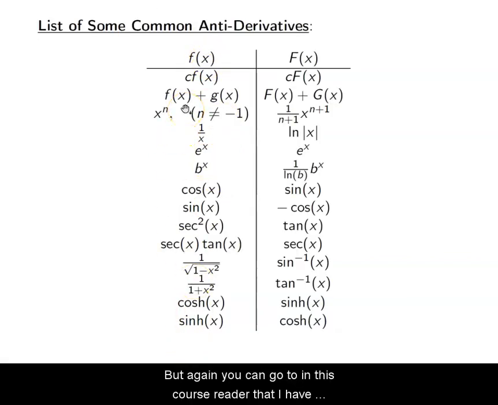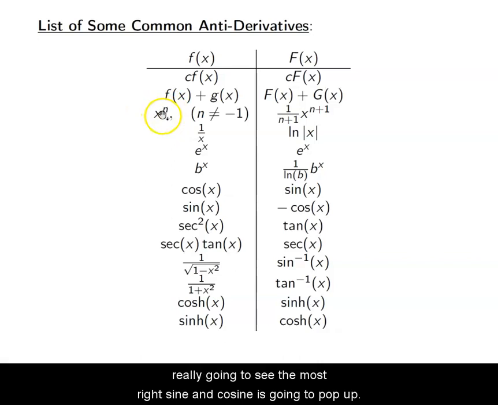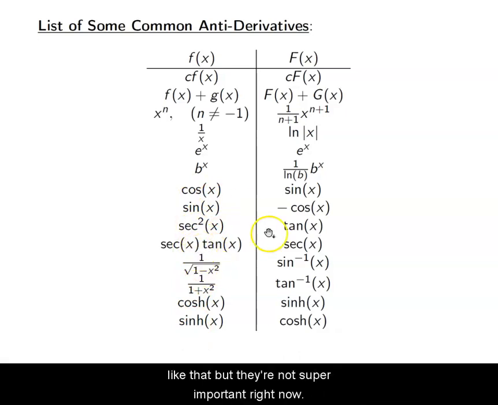But again, you can go to, in this course reader that I have, I think it's section 4.9, and it gives you a list of derivatives. It's like 36, 39 derivatives or something like that. You can use that list to figure out what all the antiderivatives you're going to use are going to be. But these are the most commonly used ones. Specifically, the one for polynomials is the one you're really going to see the most, right? Sine and cosine are going to pop up. These other ones, you may run across them in your homework or something like that, but they're not super important right now.